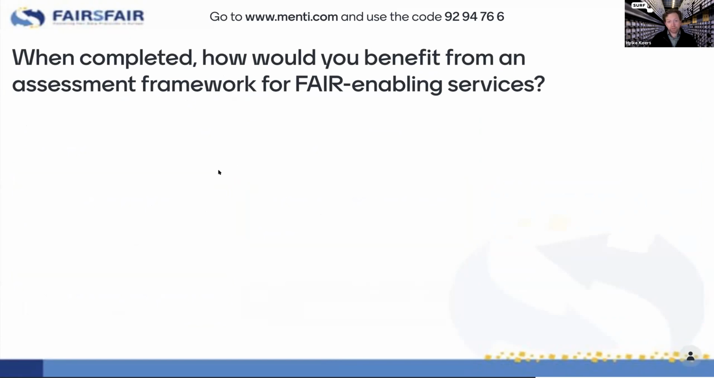After this is completed, how would you want to benefit, or how would you see benefiting from an assessment framework? So when this work is done, we have made available, say, the perfect assessment framework, if we manage to do that, thinking in that hypothetical scenario, what would be the value for it? How would you see yourself benefiting from it? If you do not see yourself benefiting from it, that is also a response we'd like to know.